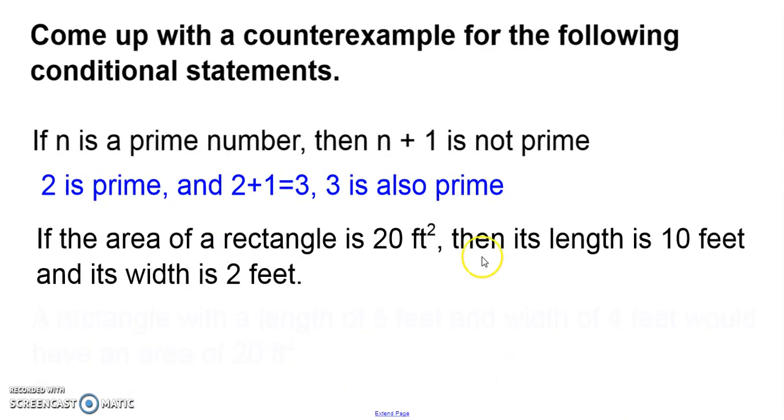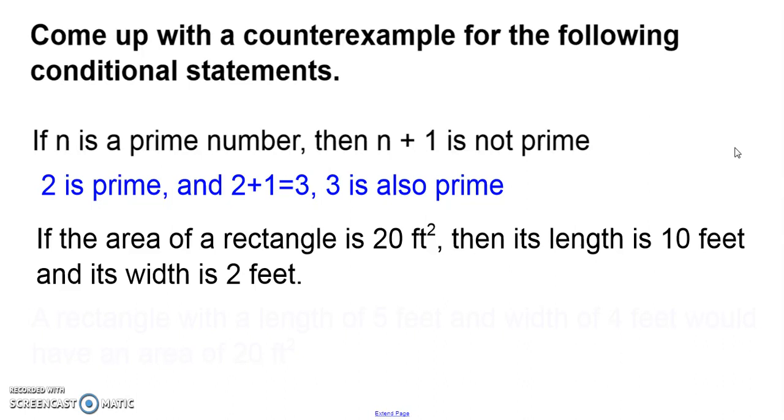Another one would be, if the area of a rectangle is 20 feet squared, then its length is 10 feet and its width is 2 feet. So all I would need to do is come up with an example of a length and width where I could still get 20 feet squared from the area, but they wouldn't be 2 and 10. So remember, area is taken by multiplying. So 2 times 10 is how I get my 20.